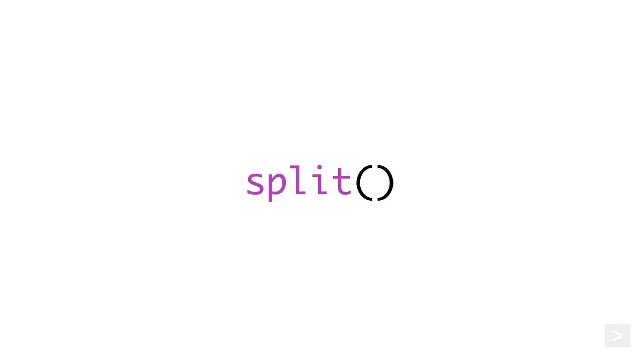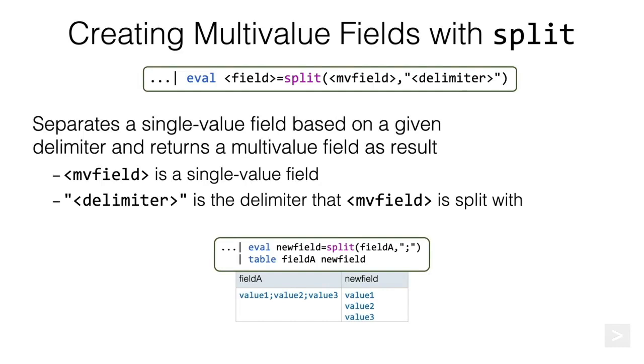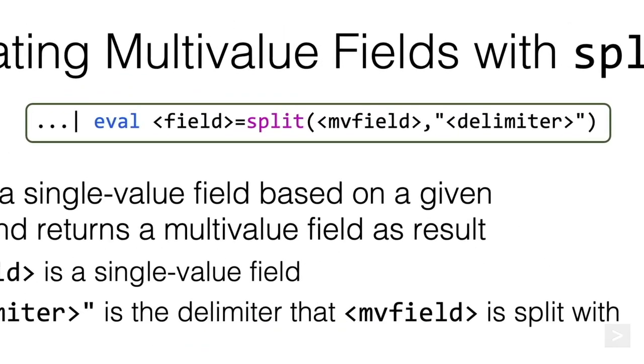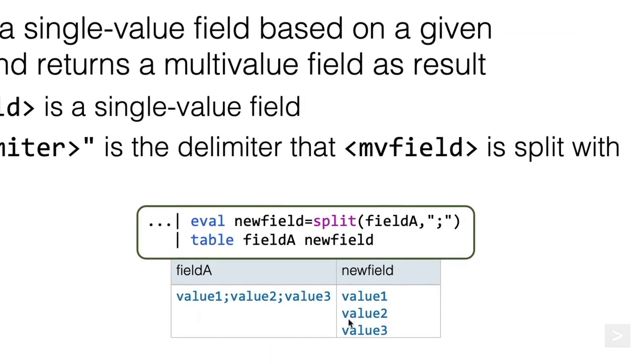The split function can be used to create multi-value fields from a single value field using a specified delimiter. The split function allows users to create multi-value fields out of single value fields, and the values are separated based on the delimiter that we specify. We can see here the first argument is going to be a single value field, and the second argument is going to be the specific delimiter that exists within that field to split it into multiple values.